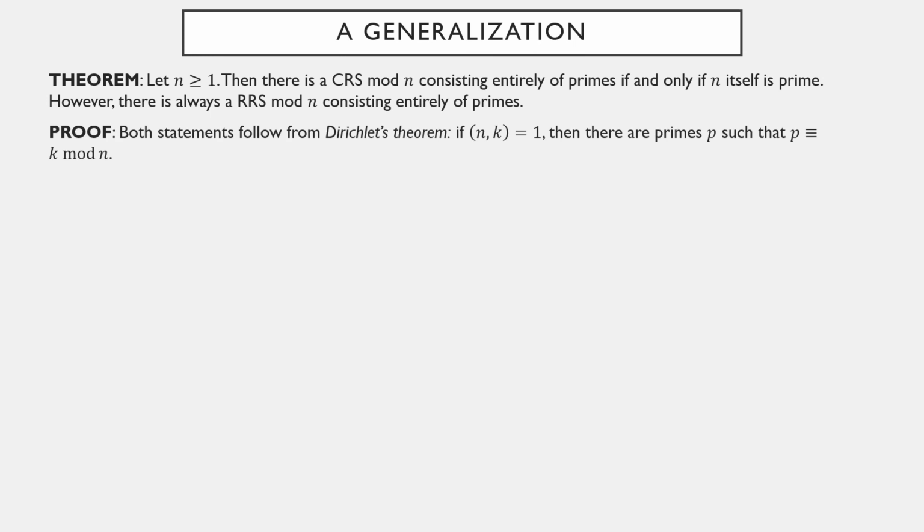Both statements follow from what's known as Dirichlet's theorem. If n and k are relatively prime, then there are primes p, in fact infinitely many, so that p is equivalent to k modulo n. So from this theorem, you can prove both of the statements in our theorem. So not only are there some primes equivalent to k mod n, assuming n and k were relatively prime, there are in fact infinitely many of them.